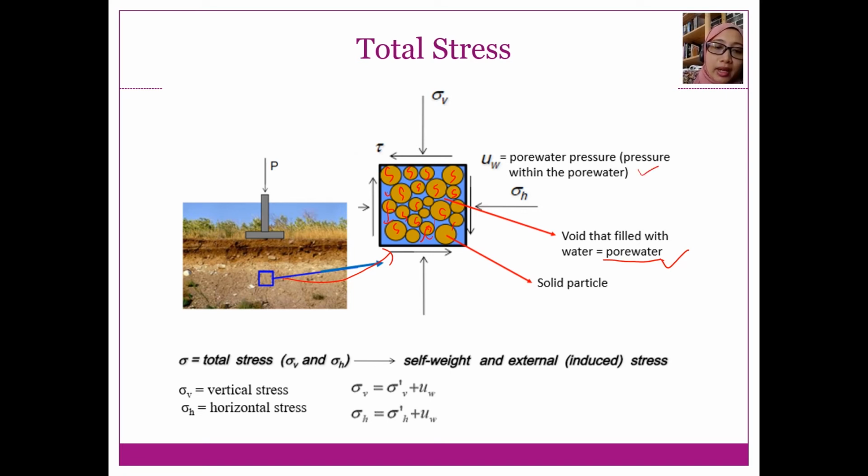For the total stress, we consider all the weight, including the weight of the water. As you can see here, we have the vertical stress, and also the horizontal stress. The horizontal stress is also from the weight of the soil, the self weight of the soil, and the overburden pressure. So the total stress includes all the elements, including the pore water pressure.